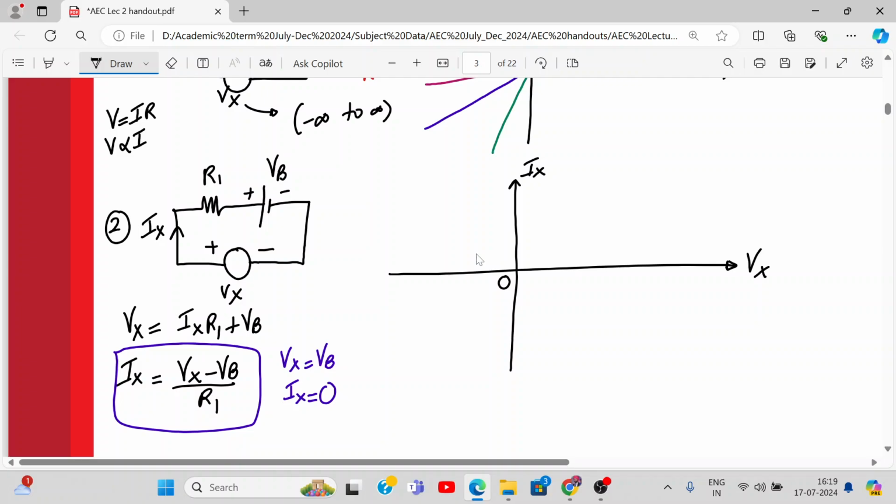When Vx is equal to Vb, Ix is 0. When is Ix 0? Let's say this Vb is a positive number. So here it is Vb. So when Vx is equal to Vb, Ix is 0.